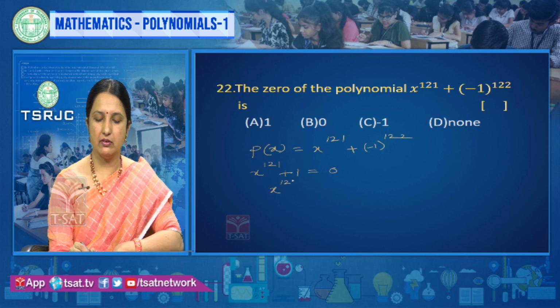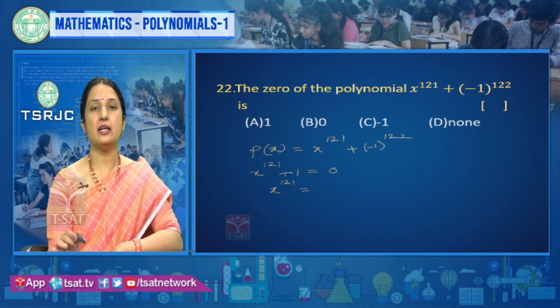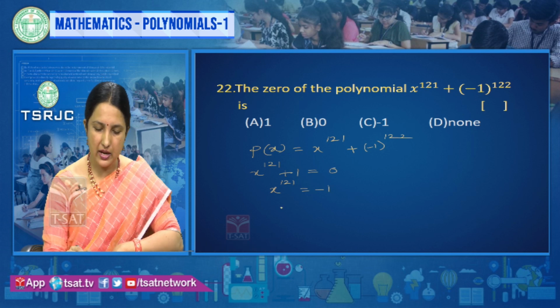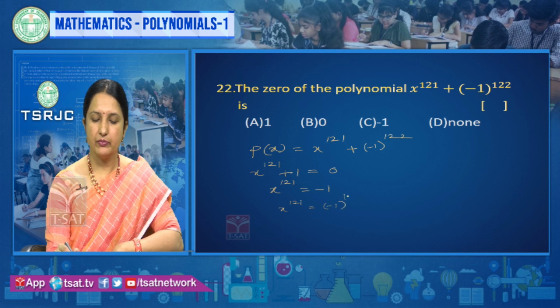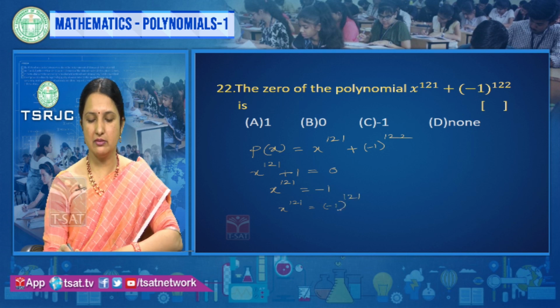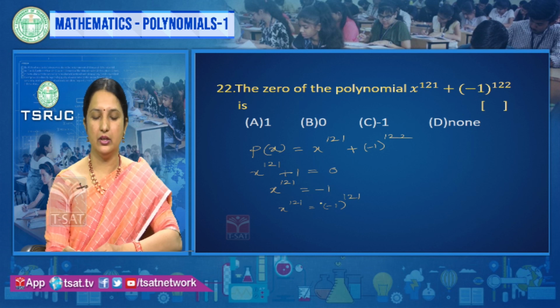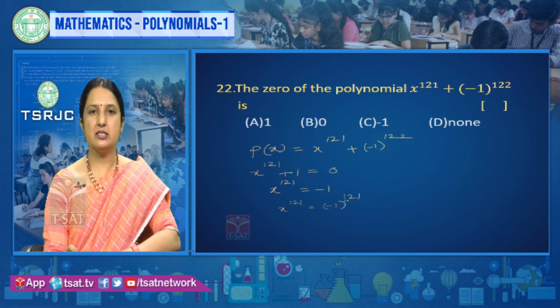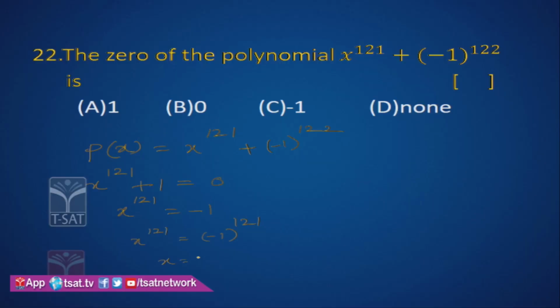x power 121 equals, the plus 1 may go to the right side. What it will become? Minus 1. Okay, so x power 121 equals minus 1, and minus 1 power 121 is also minus 1 only, no? So minus 1 can also be written as minus 1 power 121. So powers are equal there. So here x equals minus 1. In the place of x, if minus 1 is there, you will get minus 1. So option C is the correct one.